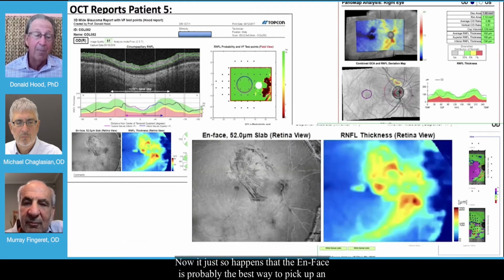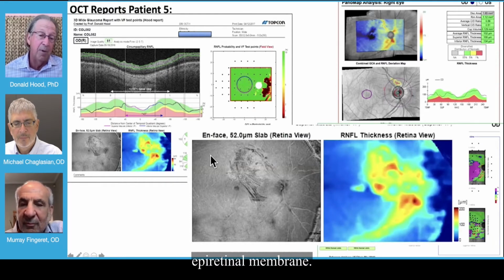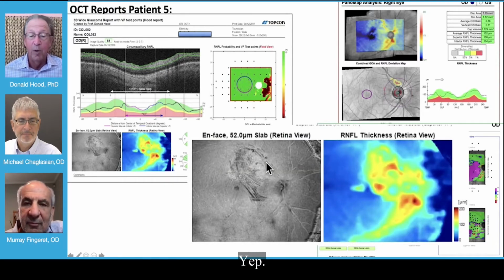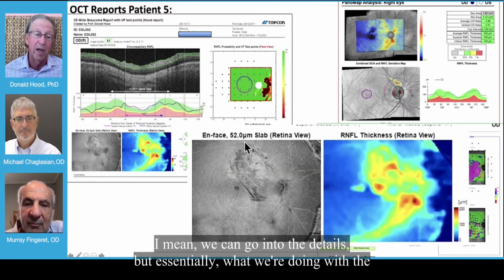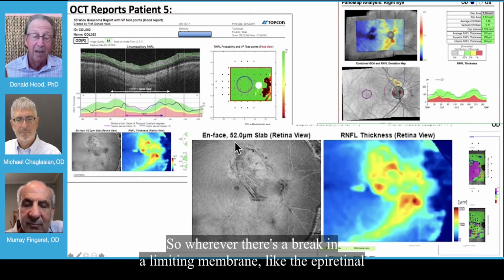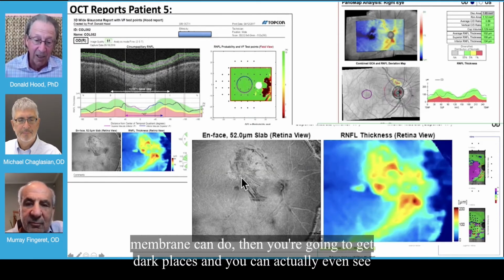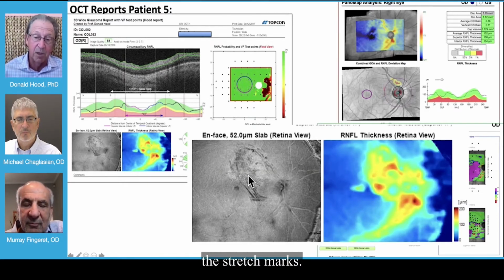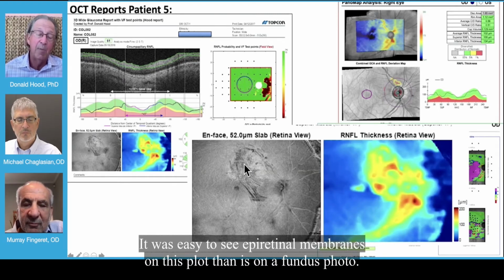Now, it just so happens that the en face is probably the best way to pick up an epiretinal membrane. Yep. I mean, we can go into the details, but essentially what we're doing with the en face is averaging the thickness right below the inner limiting membrane. So wherever there's a break in the inner limiting membrane, like the epiretinal membrane can do, then you're going to get dark places. And you can actually even see the stretch marks. It's easier to see epiretinal membranes on this plot than it is on a fundus photo.